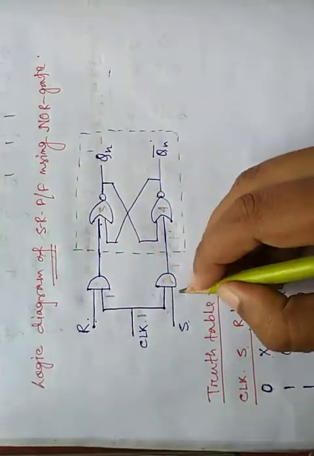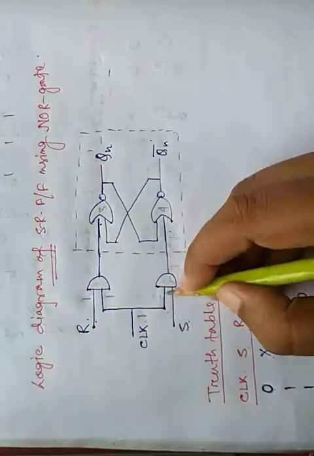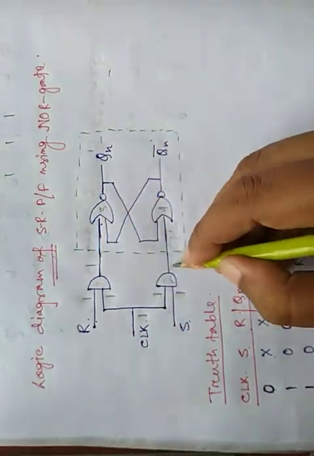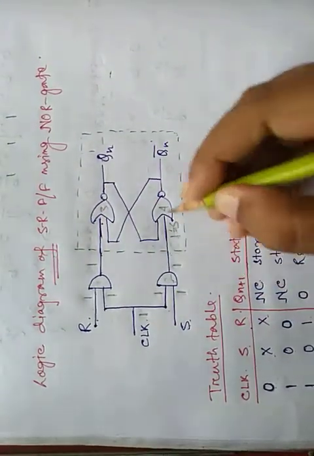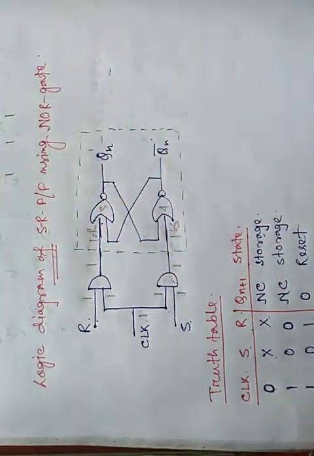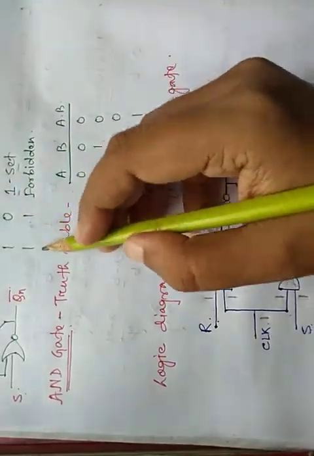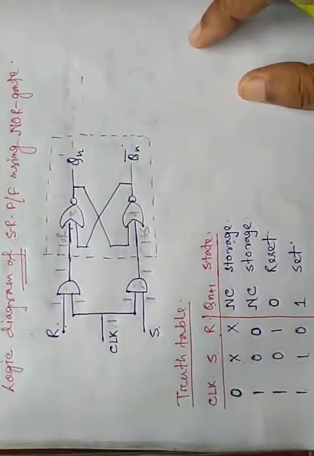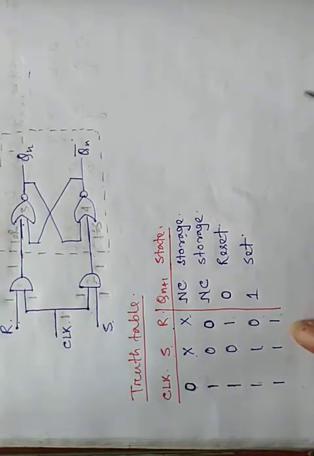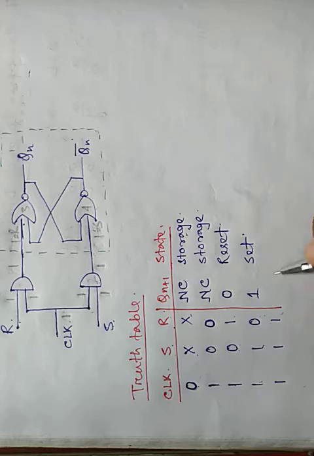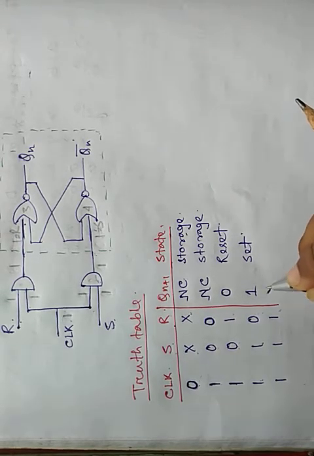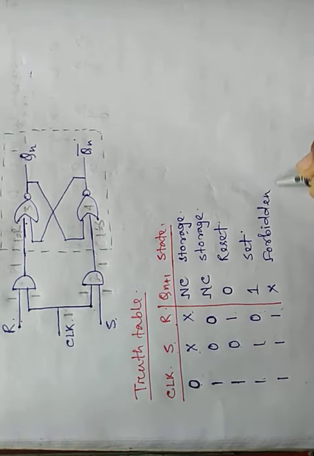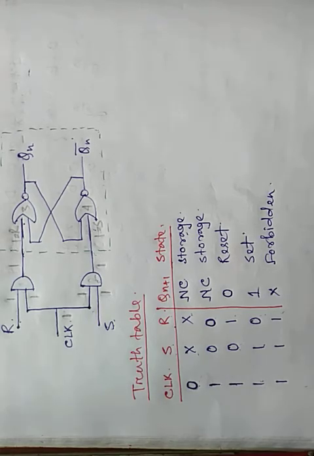Clock is 1. Here R is also 1, S is also 1. So obviously the output is 1, 1, which means S equals 1 and R equals 1. So let us see, when both the inputs are 1 in an SR latch, the output is forbidden. Forbidden means not acceptable.